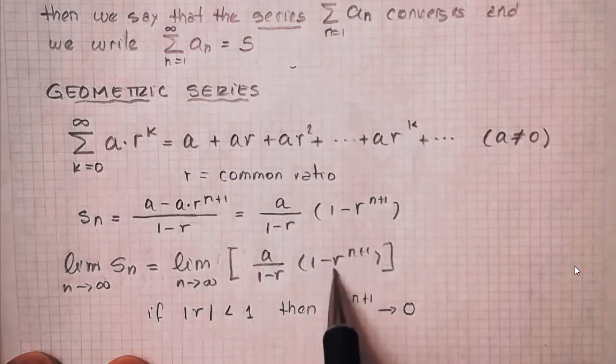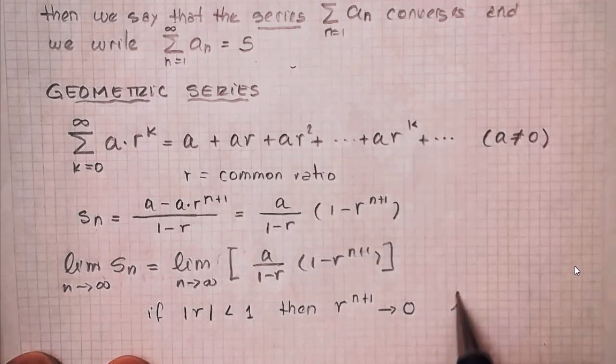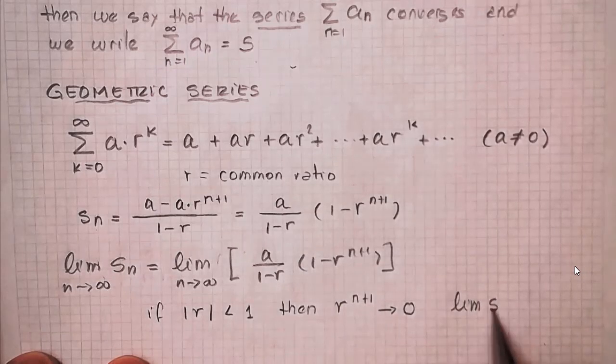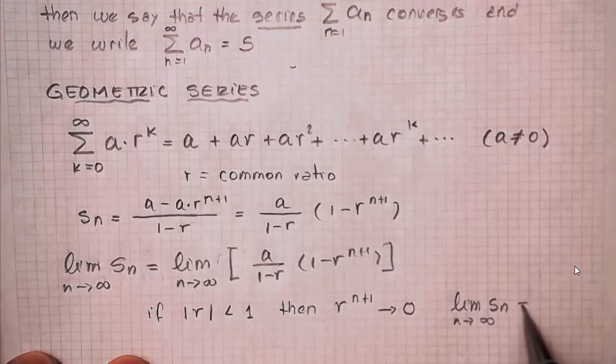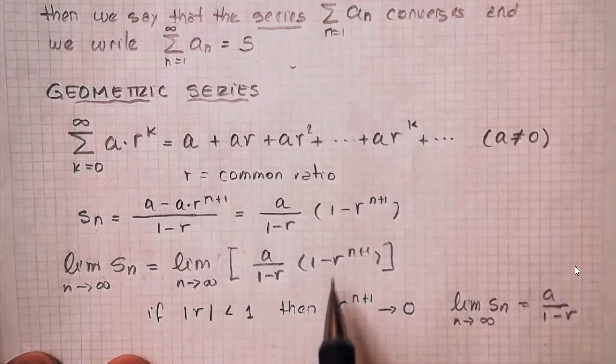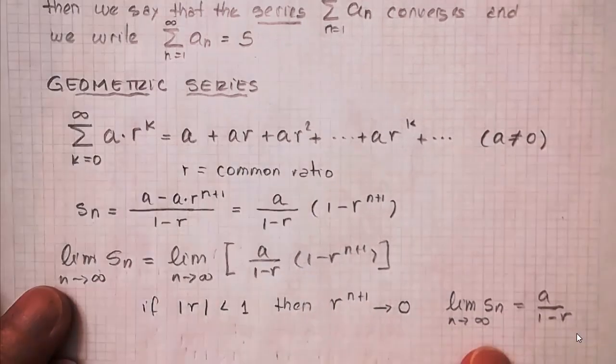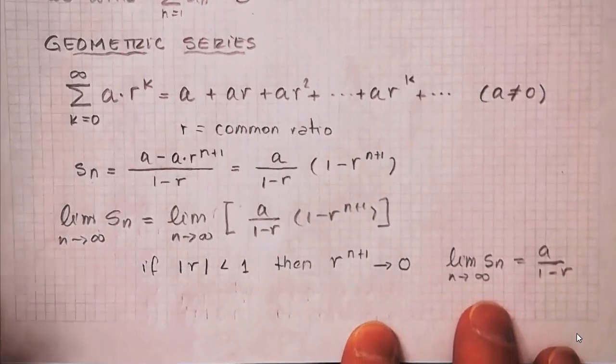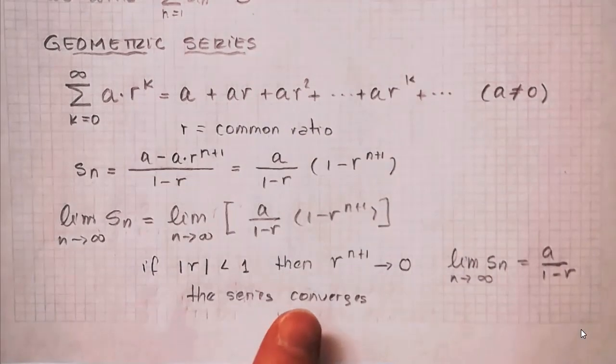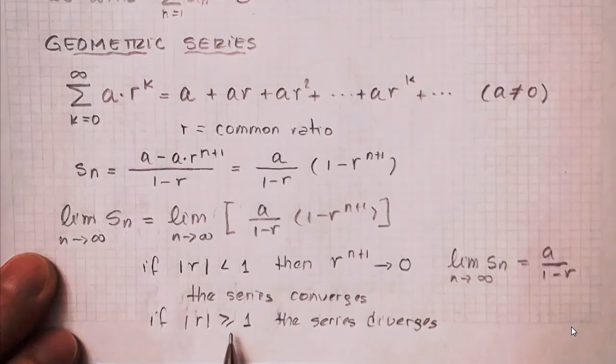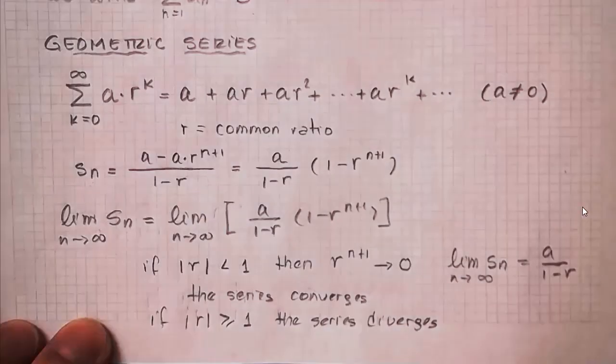And if this becomes 0, then the limit of the partial sums when n approaches infinity is a over 1 minus r. Because all of this becomes just 1. This is 0. And that means that the series converges to that number. But if the absolute value of r is greater than or equal to 1, the series diverges.